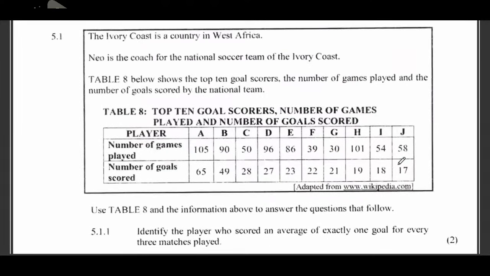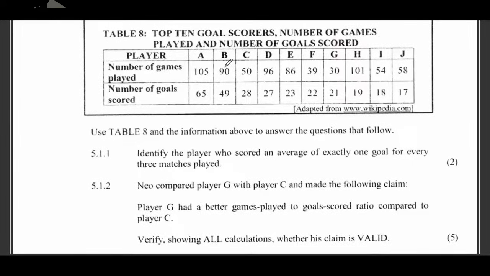Question number 5. Ivory Coast is a country in West Africa. Neo is the coach for the national soccer team of Ivory Coast. Here we have players A up to J, the matches they've played and the number of goals. Identify a player who scored an average of exactly 1 goal for every 3 matches played.